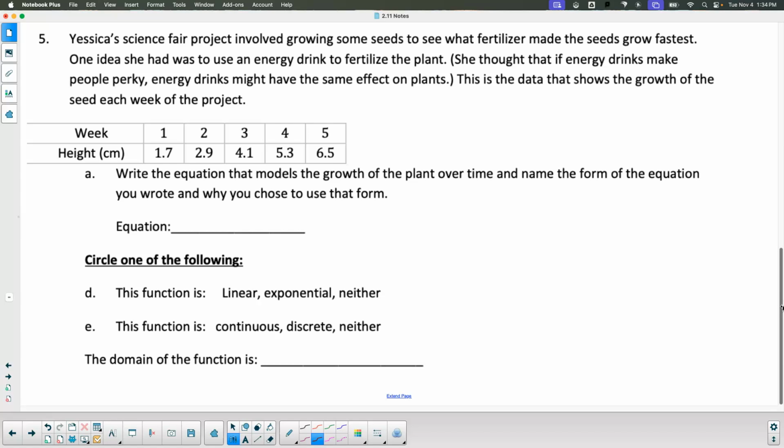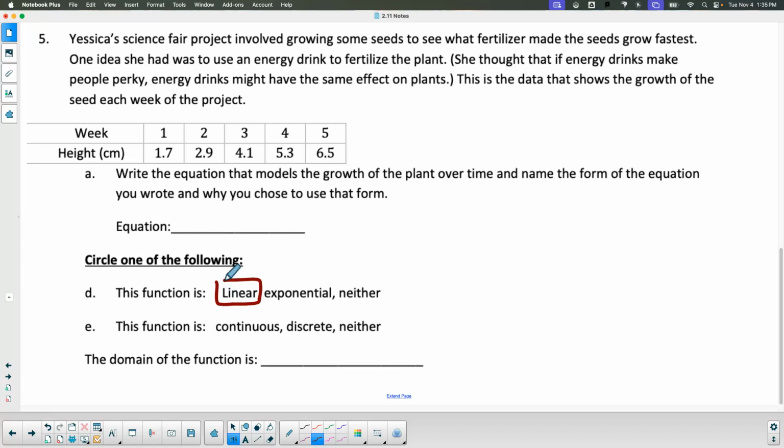Well, we've been talking about that the whole time. So, what do we think it is? Let's go down to D here first. Is it linear, exponential, or neither? Linear. Plus 1.2 every single time? 1.7 plus 1.2 is 2.9. 2.9 plus 1.2 is 4.1. 4.1 plus 1.2 is 5.3. Yep, so that makes it linear.